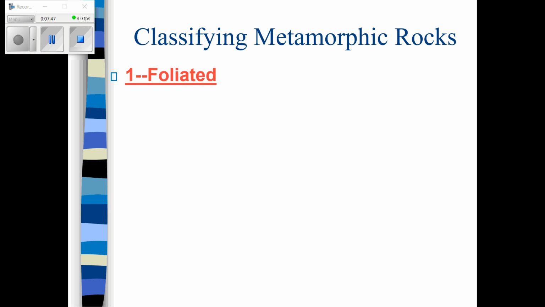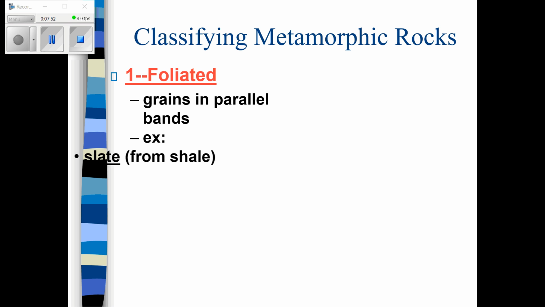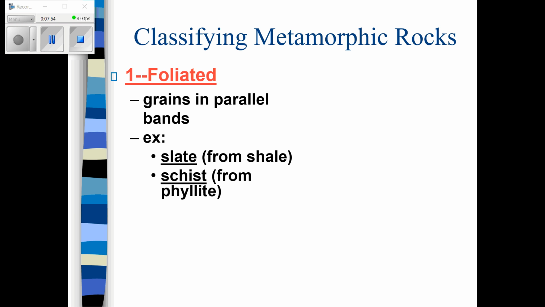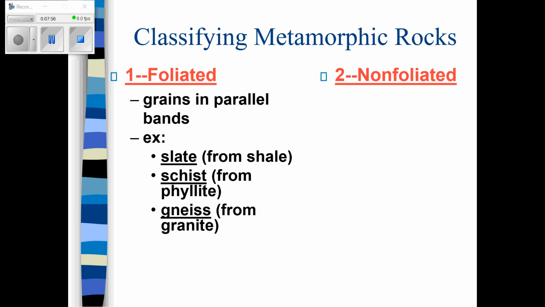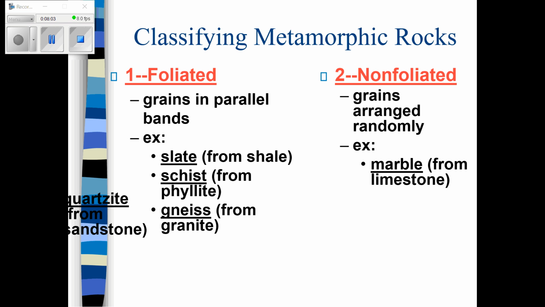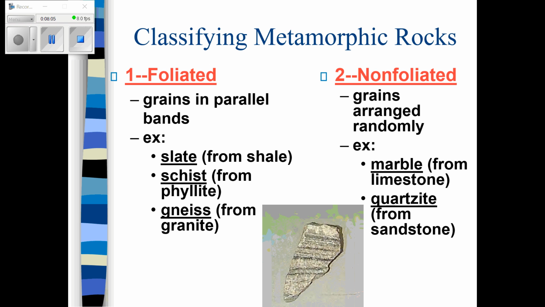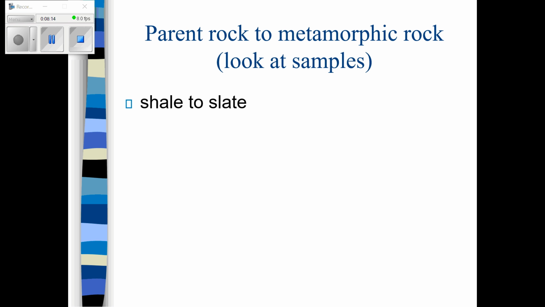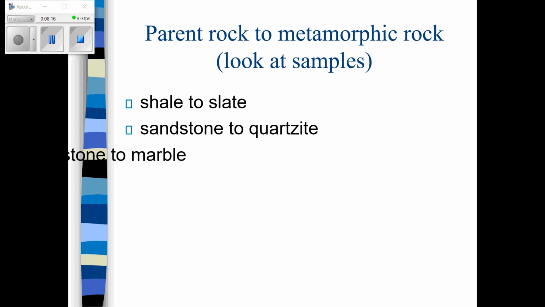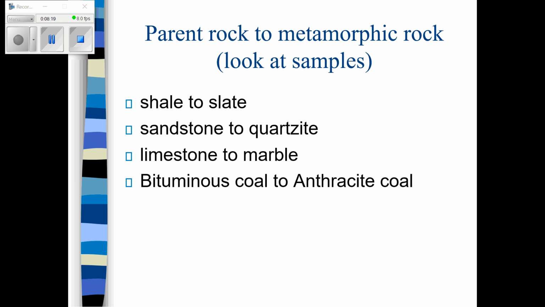And our metamorphic rocks, we have two types. We have foliated, which is where our grains are in parallel bands. So slate, schist, gneiss. And then we have non-foliated, which is where the grains are still pretty random. For example, that would be marble and quartzite. There shows a picture. You can see a foliated rock. You can see the bands. So just some rocks that turn into another type of rock.